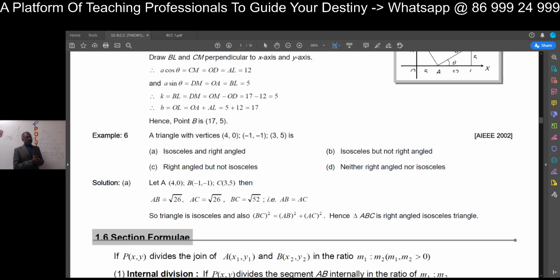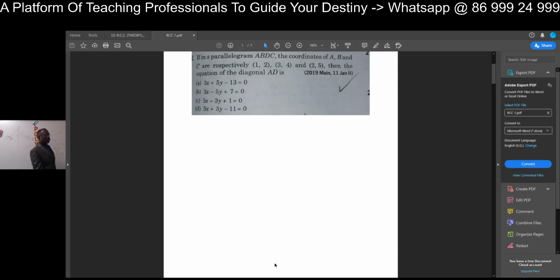Very simple question. But now, what I'd like to discuss here: you may be thinking, we have discussed only this distance formula. Are there any related problems that were given in the previous papers? Yes, there are. I have taken some questions which were given in the previous papers. Let me show you that.